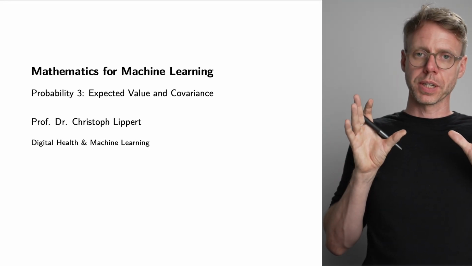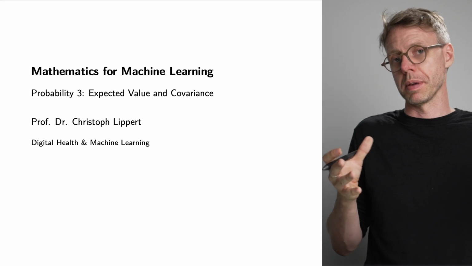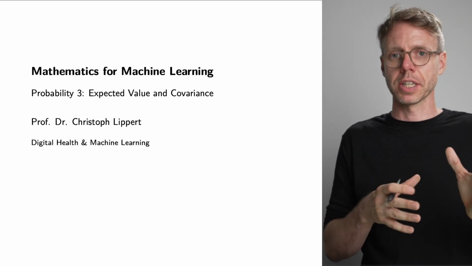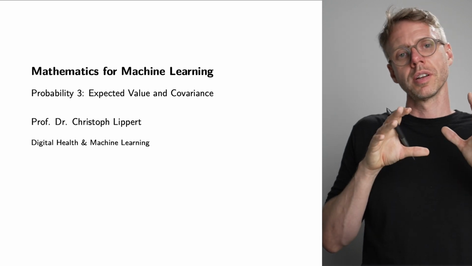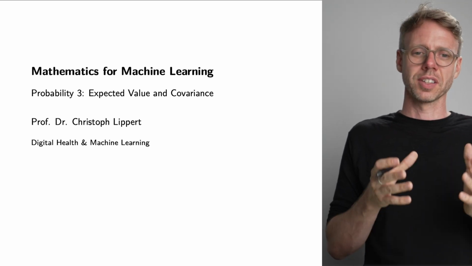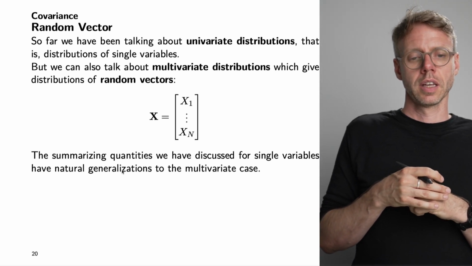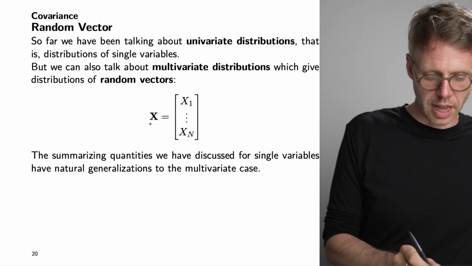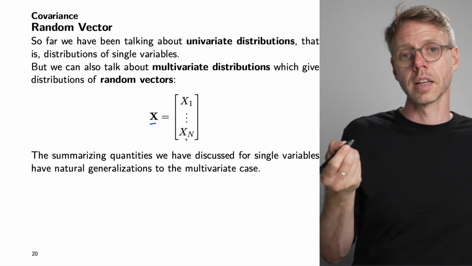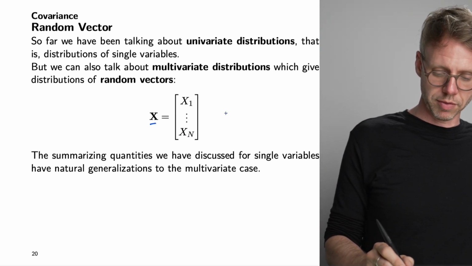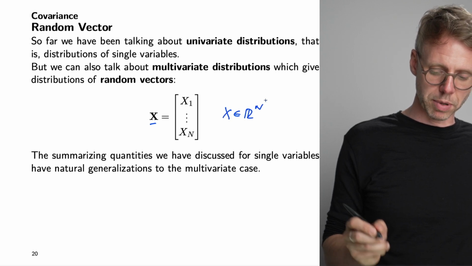So far we have been talking about univariate distributions, maybe multiple. So we have talked about the covariance between two variables x and y. Now let's go to distributions of vectors, so multivariate distributions. In this case, x would be a random vector that has n components. So we have x element of R^n, for example.